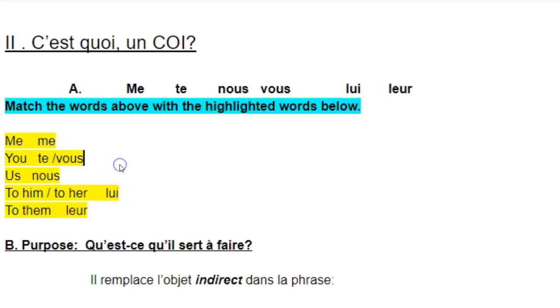So to say to me, or to you, or for me, or for you, or for us, or for him or her, or to or for them, we would use these terms here. Me, te, vous, nous, lui, and leur.